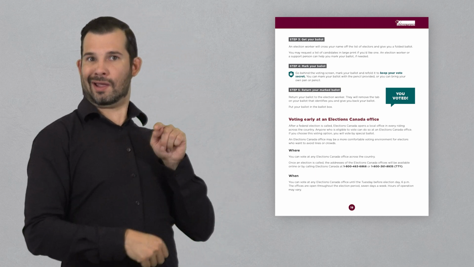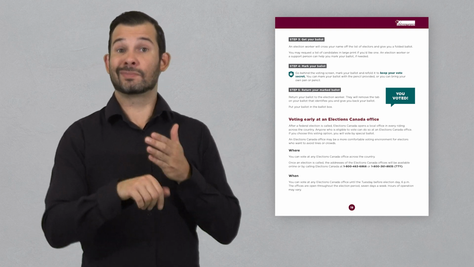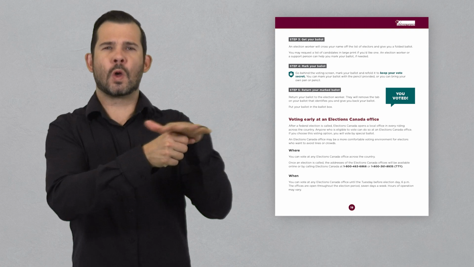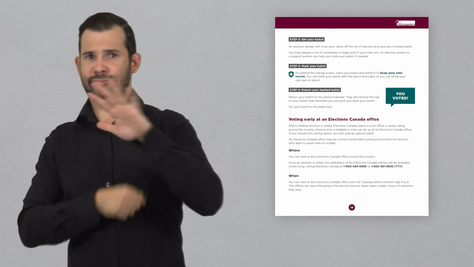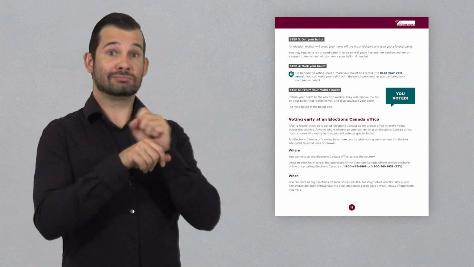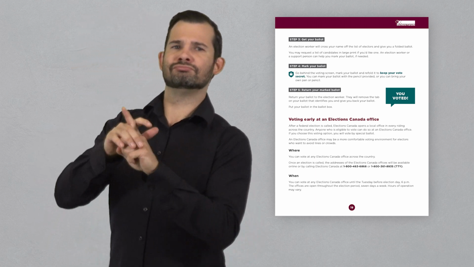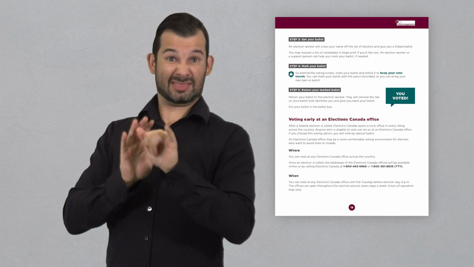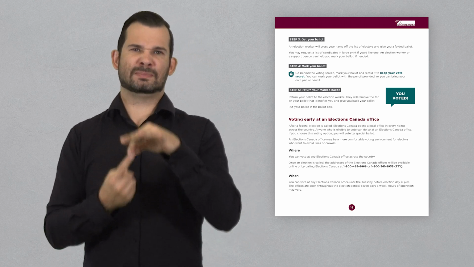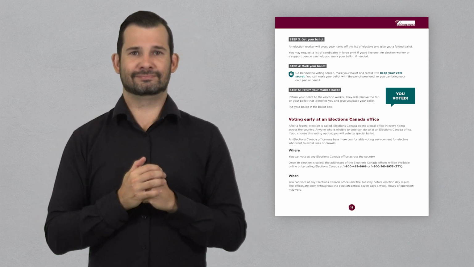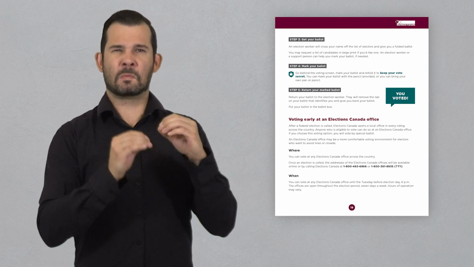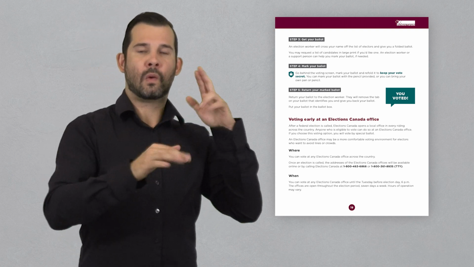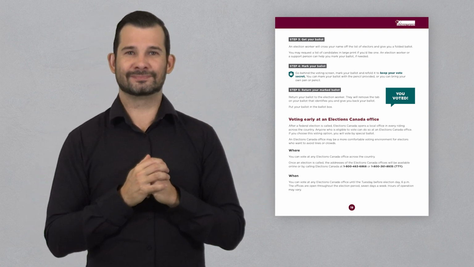Voting early at an Elections Canada office. After a federal election is called, Elections Canada opens a local office in every riding across the country. Anyone who is eligible to vote can do so at an Elections Canada office. If you choose this voting option, you will vote by special ballot. An Elections Canada office may be a more comfortable voting environment for electors who want to avoid lines or crowds.